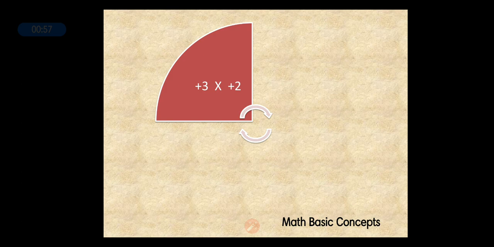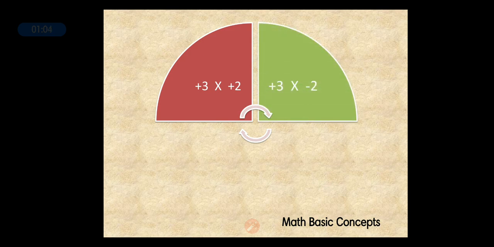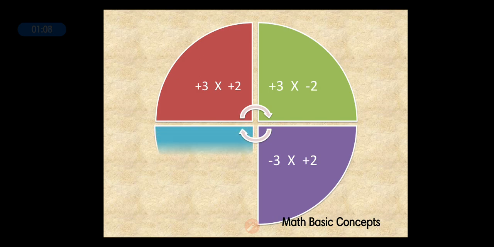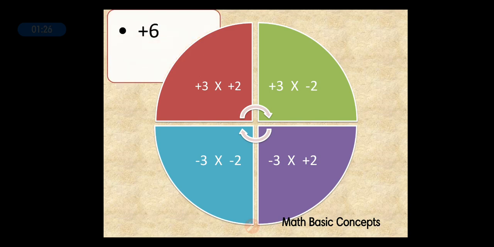Let's take an example. Here we can see we are multiplying two positive integers. Here a positive with a negative, here negative with positive, and negative with a negative integer. As per the rules, we will multiply the numbers. So 3 twos are 6 and then multiply their sign. Positive multiplied by positive, we get positive. So the answer is positive 6.